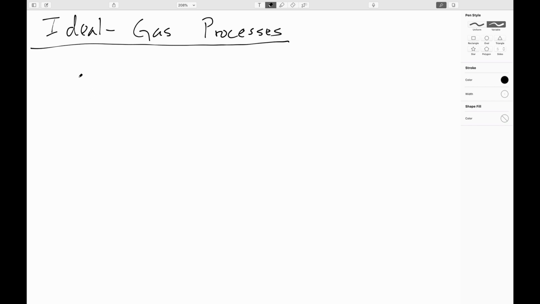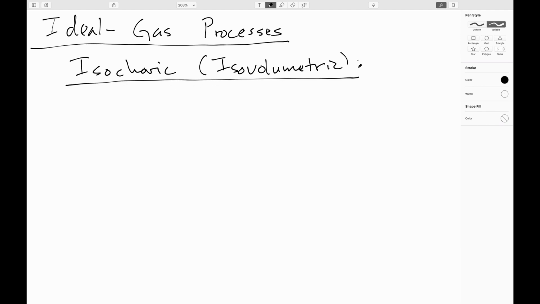So let's go and take a look at an isochoric process. Now, all of these processes will have names that begin with iso, which means the same. I'll introduce an adiabatic process later. You may have seen this written as isovolumetric. In either case, it means the same volume. So this is a process where the volume will not change.